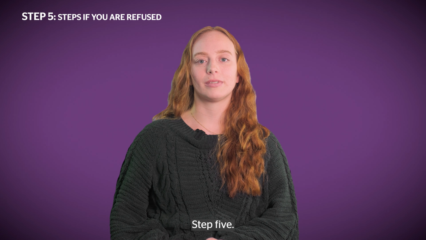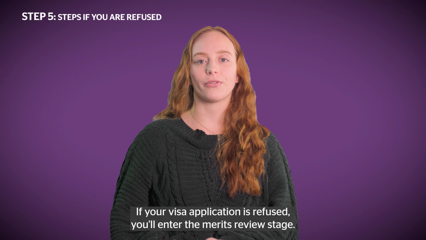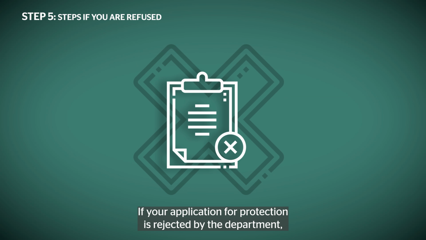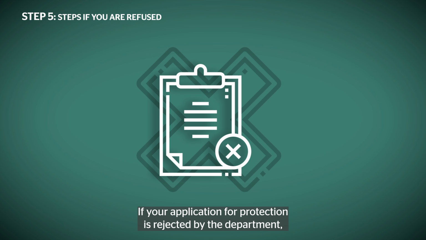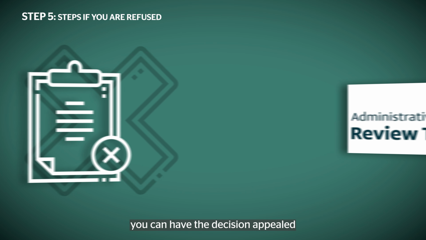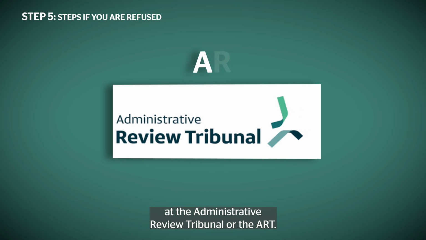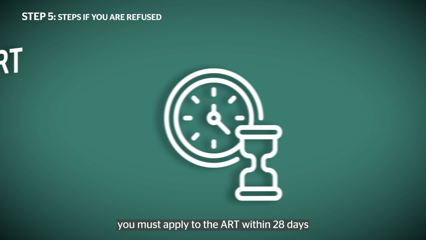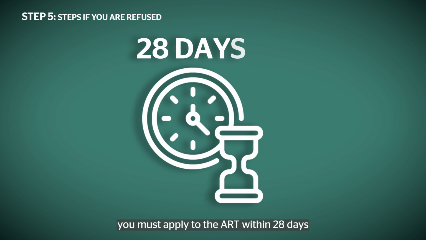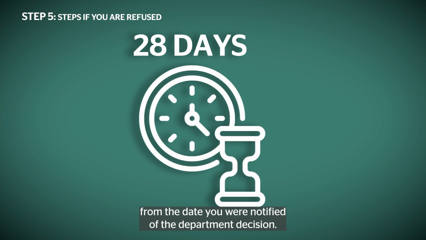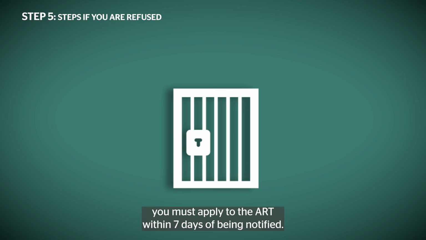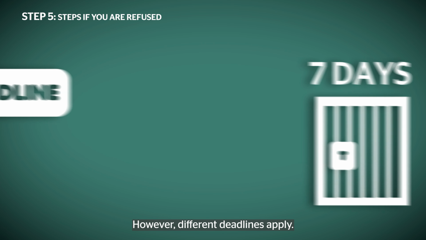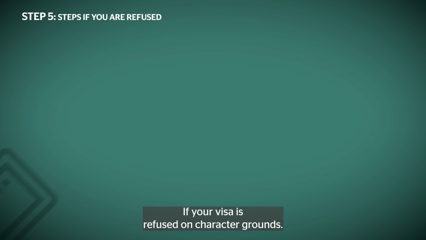Step 5. If your visa application is refused, you'll enter the merits review stage. If your application for protection is rejected by the department, you can have the decision appealed at the Administrative Review Tribunal, or the ART. Generally, if you're living in the community, you must apply to the ART within 28 days from the date you were notified of the department decision. If you're in detention, you must apply to the ART within 7 days of being notified. However, different deadlines apply if your visa is refused on character grounds.